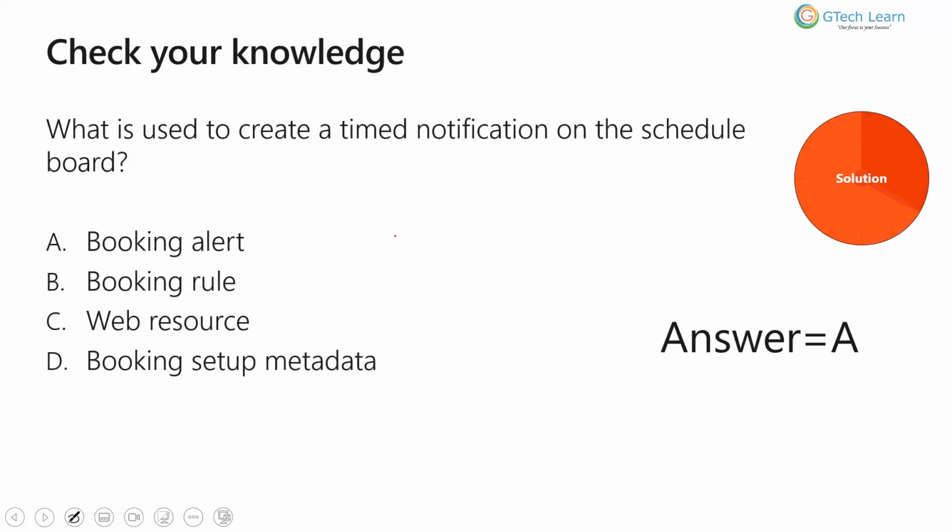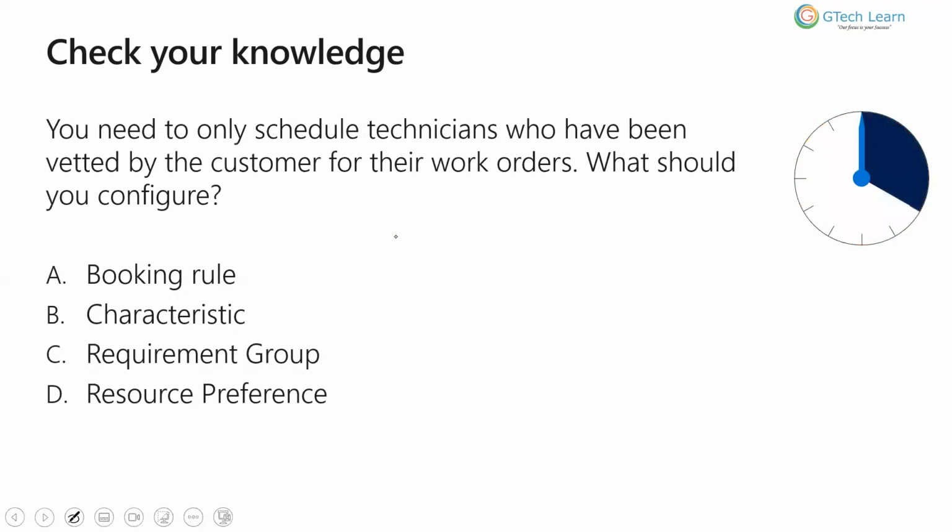Okay, so the correct answer is going to be option A, booking alert. The next question we are having in line is, if you need to only schedule the technicians who have been vetted by the customers for their work orders, what should you configure? Whether you will configure a booking rule, a characteristic, a requirement group, or resource preference. So let's get your answers on the chat and let me start a timer for the same.